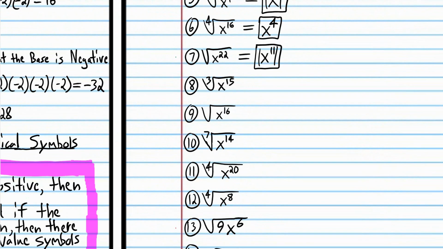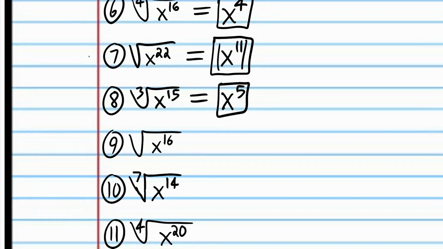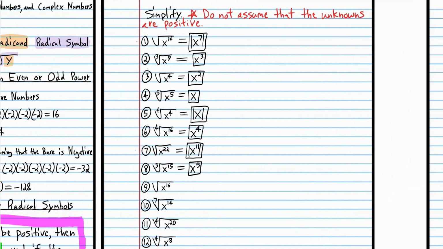All right, we're back. So we don't have to worry about the absolute value symbol, so we just do 15 divided by 3 is 5, and we get x to the 5th. All right? So do number 9, and when you come back, we'll attempt it together.